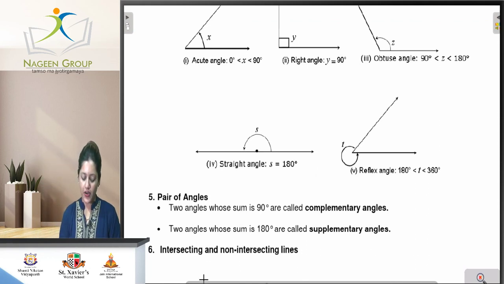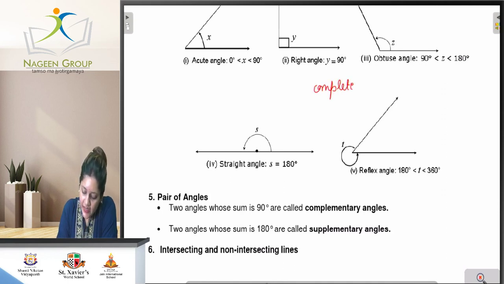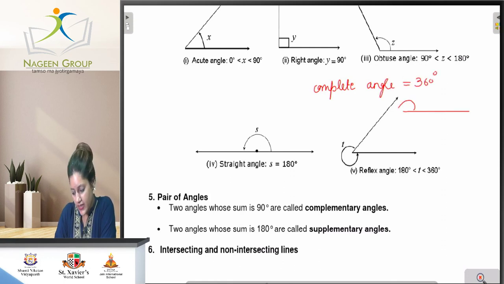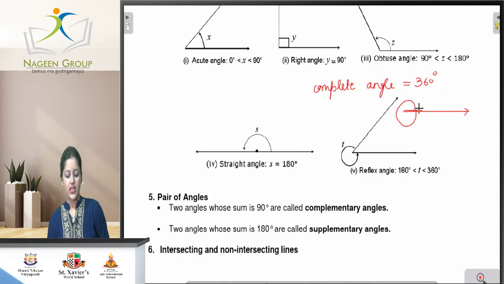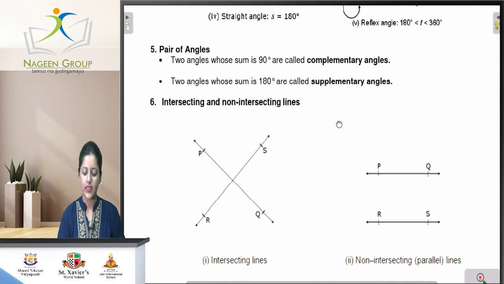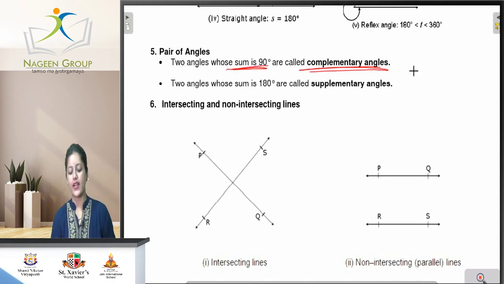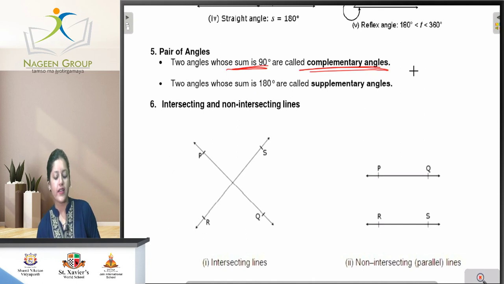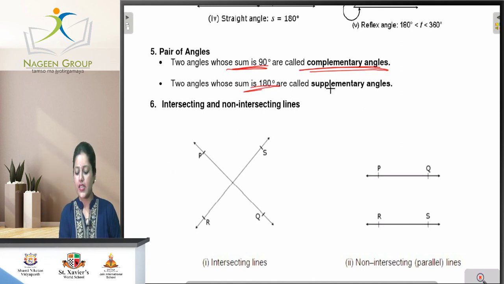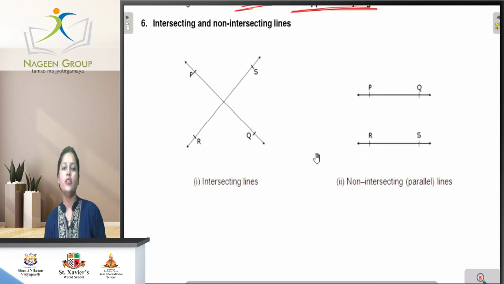There is also one more angle which I have taught you, that is the complete angle, known as the 360 degree angle, and its diagram is this. This is a 360 degree angle. Next is a pair of angles. Two angles whose sum is 90 degrees are known as complementary angles, and two angles whose sum is 180 degrees are supplementary angles.